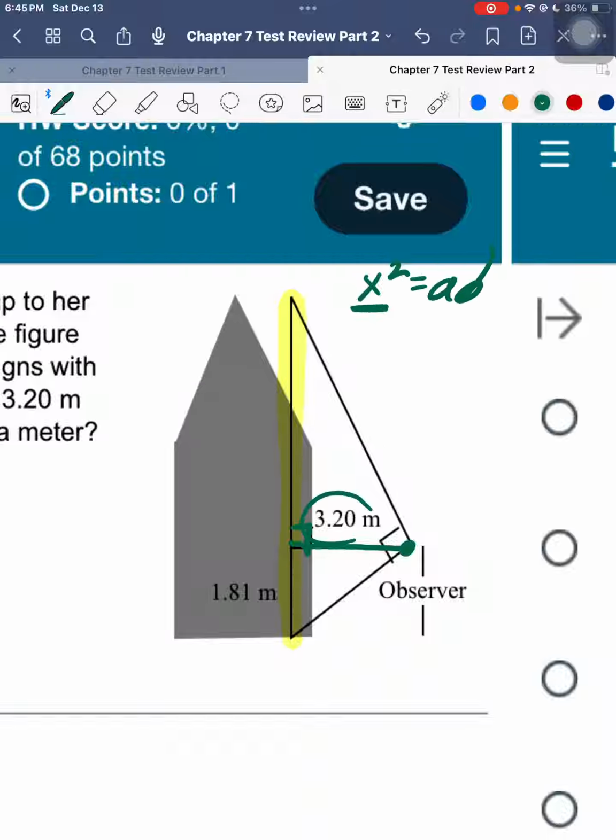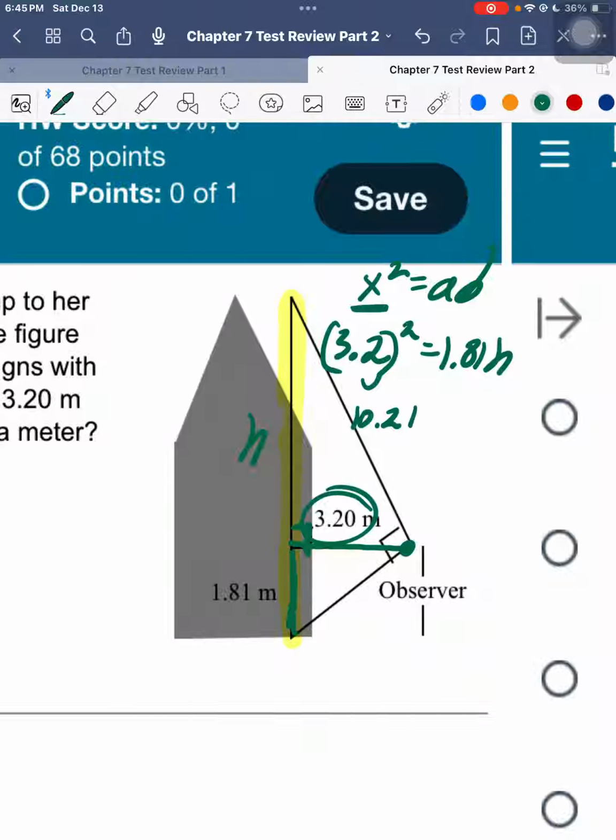So now, geometric mean question. What is my geometric mean? It is 3.2. So 3.2 equals, what's my A? My A is 1.81. And what's my b? Do I know my b? No, I don't. So I'm going to label it y. Or you know what? Let's label it h for height. Why not? Let's label this h. So times h. So now, what is 3.2 times 3.2? This is 10.24 equals 1.81h. Divide by 1.81.